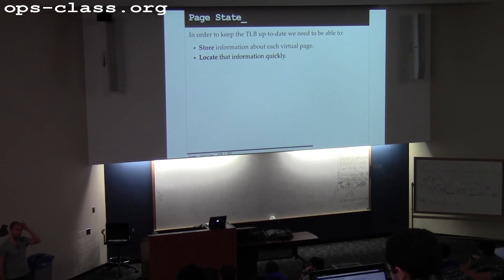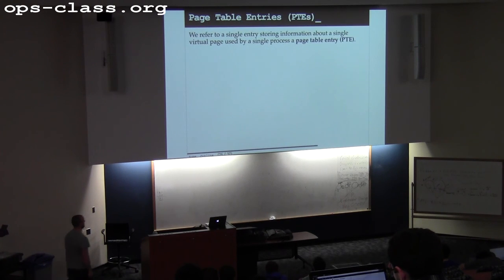If the operating system takes forever to look up page table entries or to figure out how to map virtual addresses to physical addresses, the whole system is going to slow down.